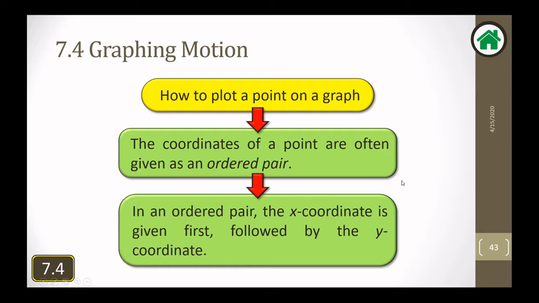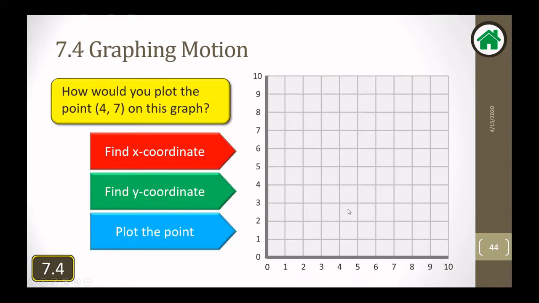Take a moment to review how to plot a point on a graph. Remember that points would usually have two coordinates, an x-coordinate and a y-coordinate. The x-coordinate is typically given first, followed by the y-coordinate. So let's say that you had this graph and you wanted to plot the point 4, 7, 4 being the x-coordinate and 7 being the y-coordinate.